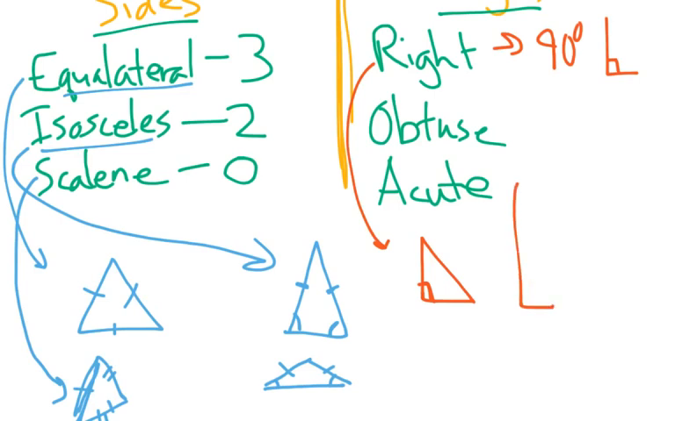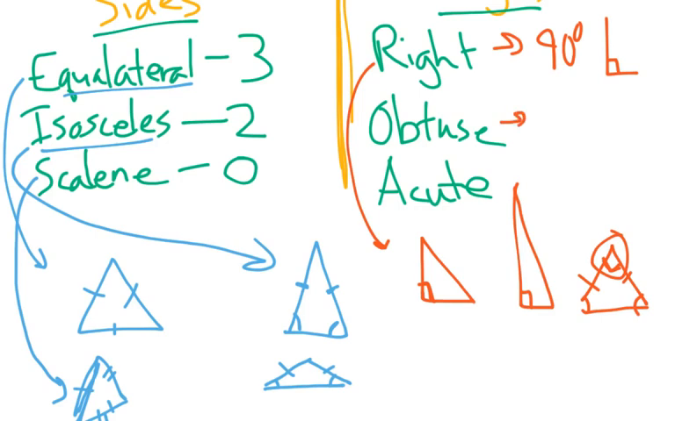It could be very tall and skinny like that. Sometimes you can put the right angle up here. And in fact, when you do that, this becomes an isosceles triangle. But again, we want to know if it has that 90-degree thing.